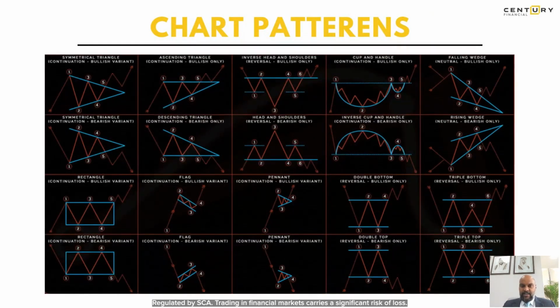In the meanwhile, let's move forward to the chart patterns. Now we have understood support and resistance, right? Support and resistance can happen when the market is moving sideways, when the market is moving horizontally. When the markets are trending, whether on an upward trend or a downward trend, we still identify the support and resistance.